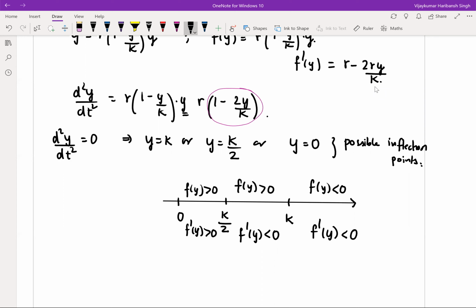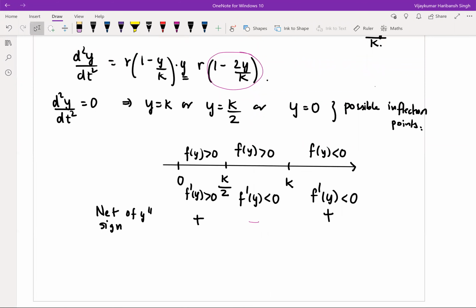So now what is the net sign, the sign for y double prime? Here negative times negative makes it positive. Here it will be negative times positive, negative. And here it will be negative times negative, so positive. So your integral curves are going to be concave up here, concave down here, concave up.